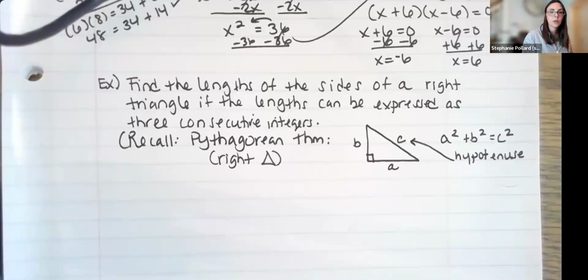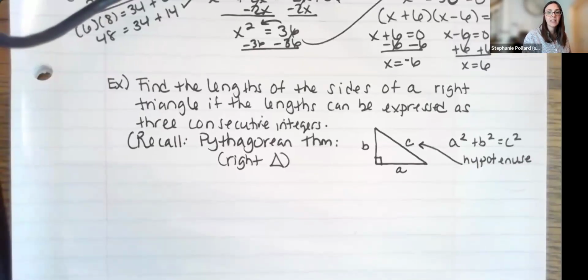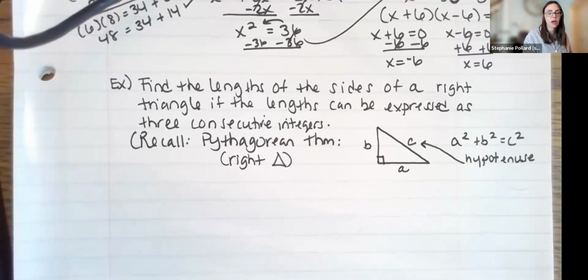All right, one more example here. Again, we'll do another geometry one. This one says to find the lengths of the sides of a right triangle if the lengths can be expressed as 3 consecutive integers. So first of all, a couple things to remember here.